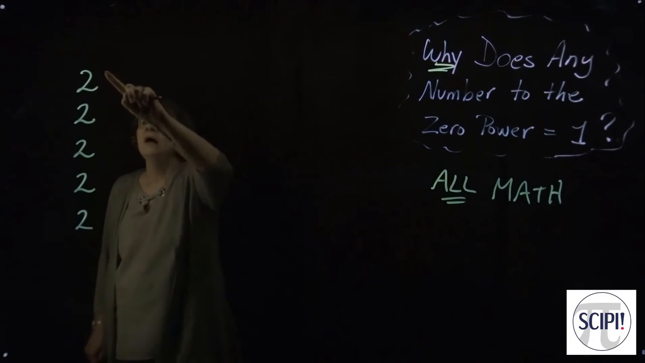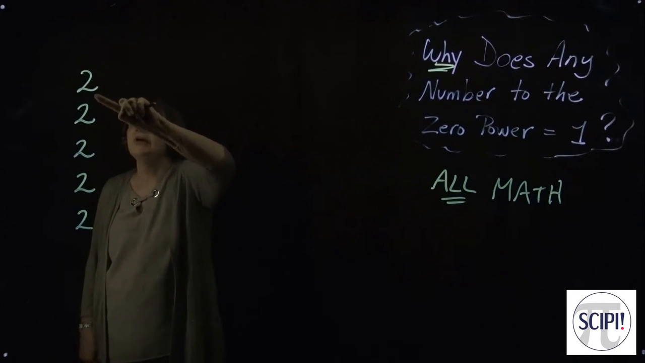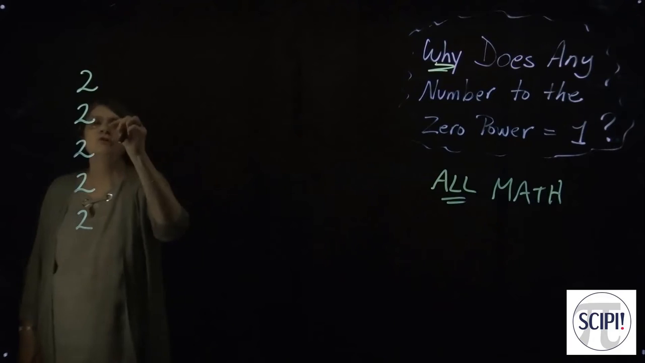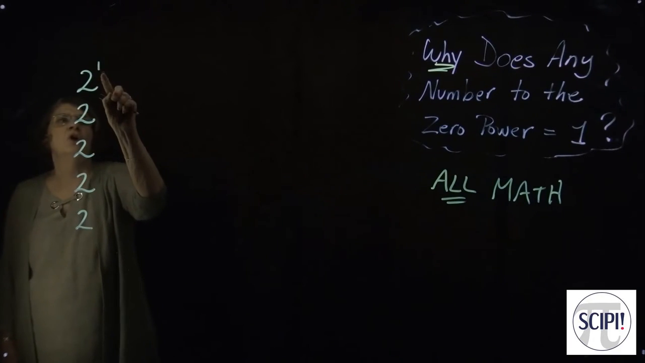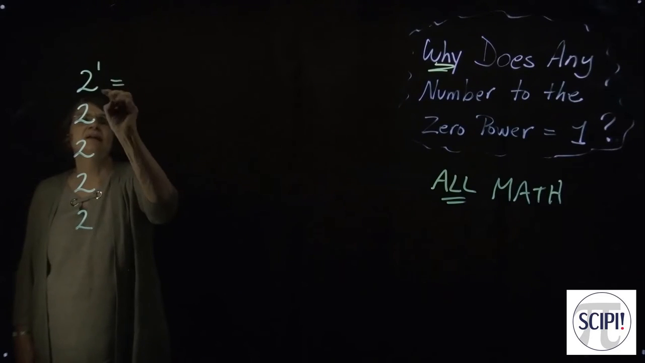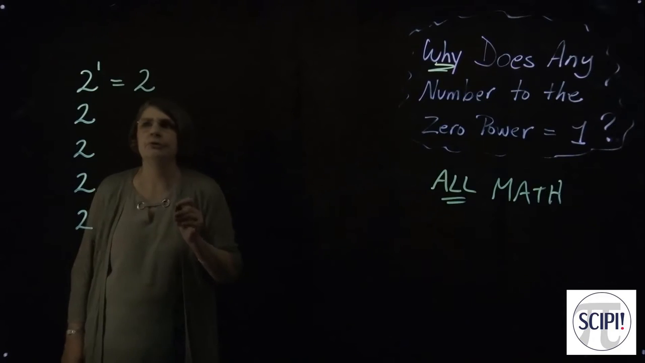Now, exponents are the number that we put up here. It's a small number, and it tells us how many times to multiply the base number. So if I put the number 1 here, 1 is the exponent, 2 is the base number, and it's telling me to use 2 one time. So 2 to the first power is 2.